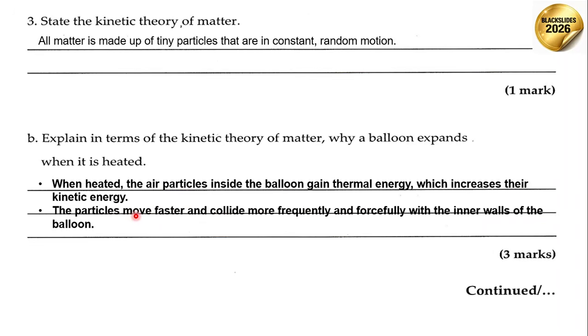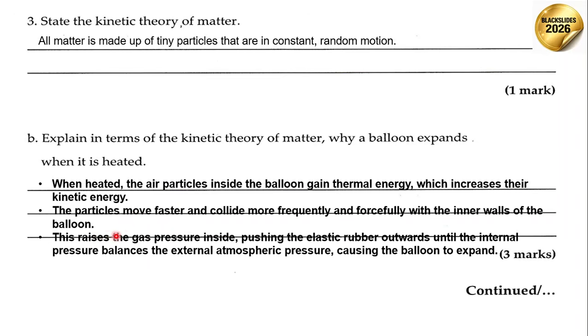This will lead to a condition whereby the gas pressure inside is raised, pushing the elastic rubber outwards until the internal pressure balances the external atmospheric pressure, causing the balloon to expand. 3 marks from the 3 points.